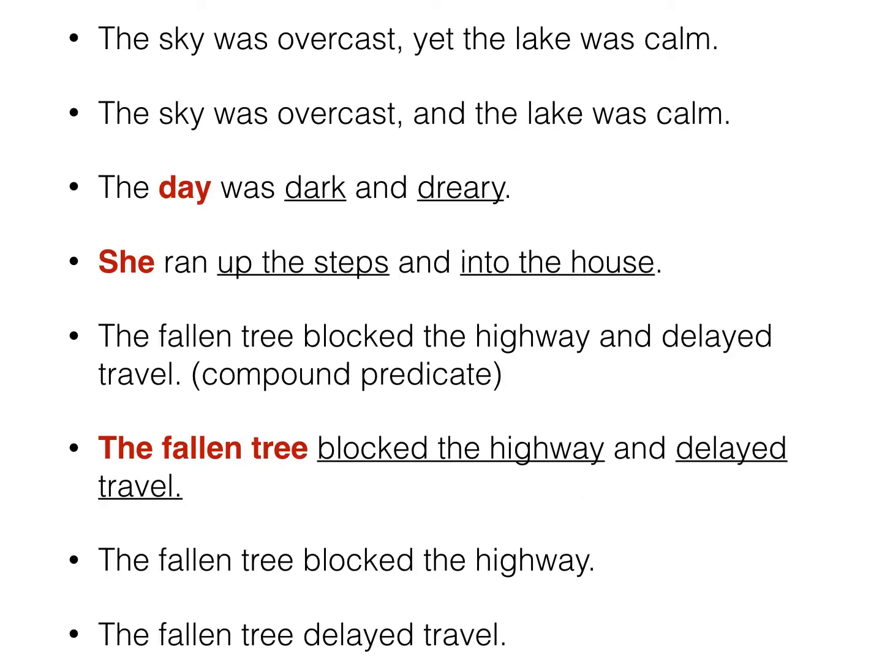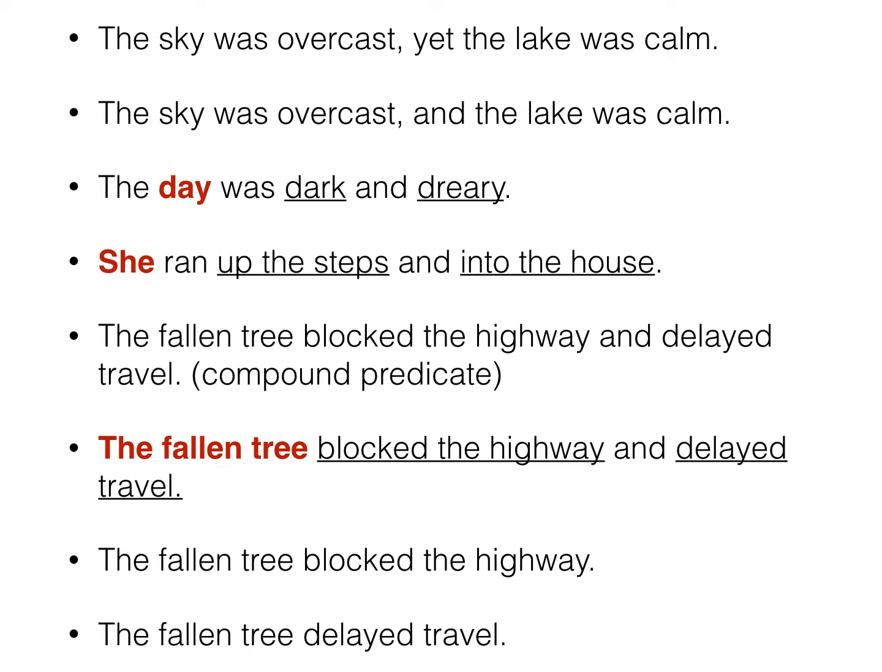So let's look at a few ways we can use these words, these coordinating conjunctions. So the sky was overcast, comma, yet the lake was calm. So tiny bit of a change in meaning there. The sky was overcast, comma, and the lake was calm. The day was dark and dreary.